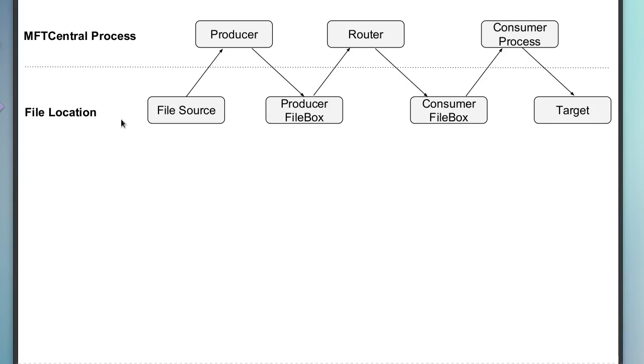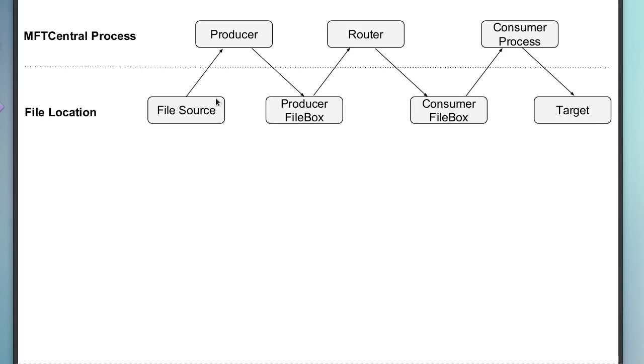So starting from the left, before a file gets into MFTCentral, it's going to be sitting in a particular location. It might be in a directory on the local server, it might be on an SFTP server in a directory, it might be out on a CIFS share or an Amazon S3 bucket. So that's the state that a file is in before the producer gets to it. So it's outside the system. Then the producer process runs.